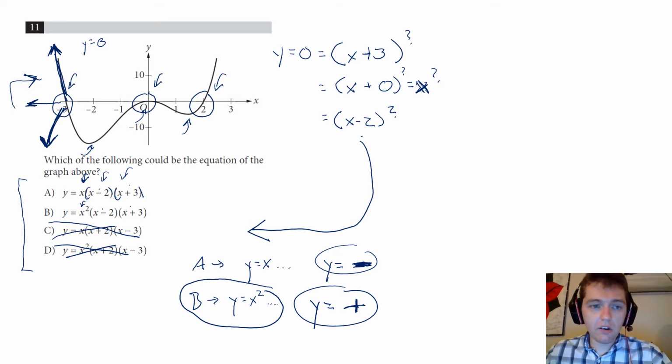But the takeaway here is you're becoming more positive with y as x is becoming more negative. That means that B must be the correct solution.